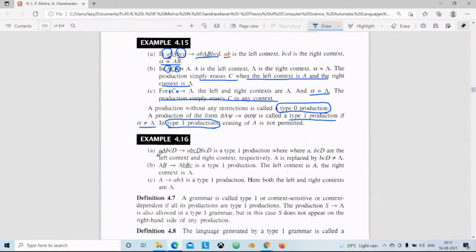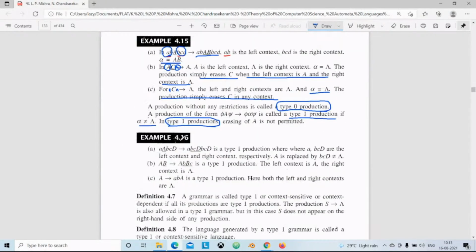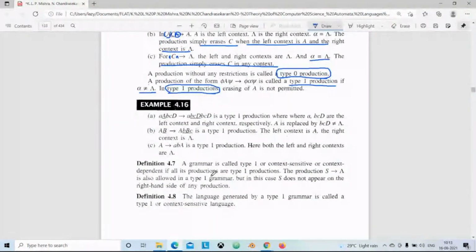So we'll see the definition for this and it will be easier for us. Here we have the definition for type 1. A grammar is called type 1, and the other name of type 1 is context sensitive or context dependent, if all the productions are of the type 1 form. The production S implies empty is also allowed in a type 1 grammar, but in this case S does not appear on the right hand side of any production. So this is an exception.